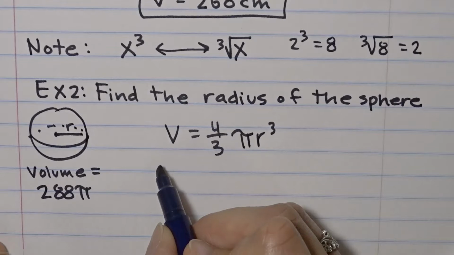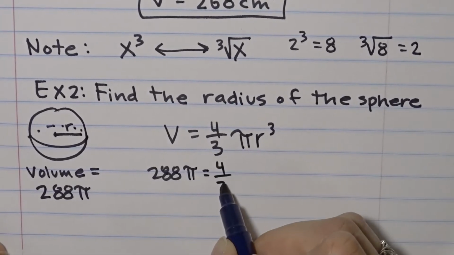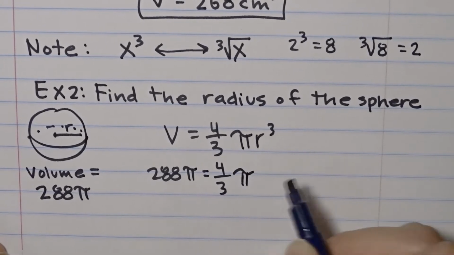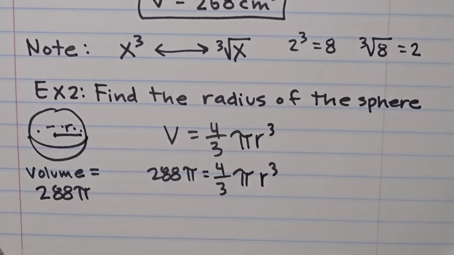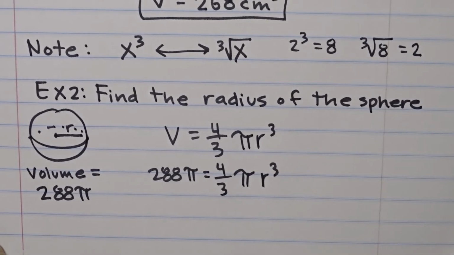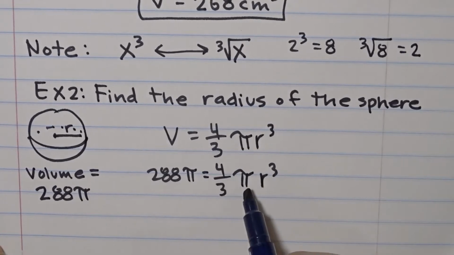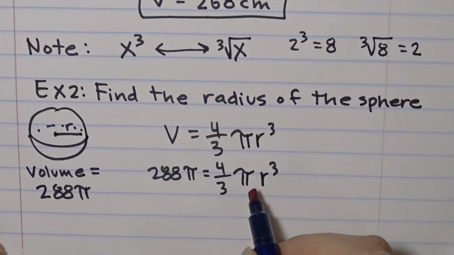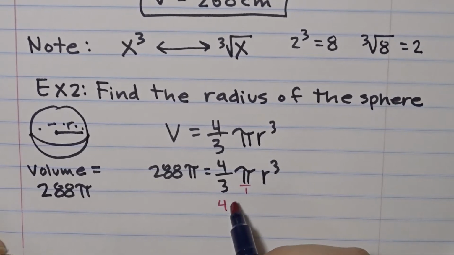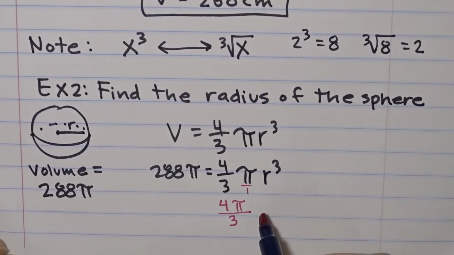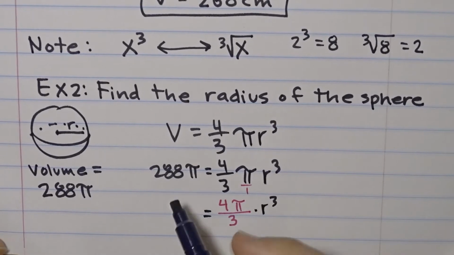We know that volume is 288 pi. We have 4/3. We do know what pi is, but I'm just going to leave it for now as pi. But we don't know the radius. All right? And so I want to get rid of this, but I have to multiply these together. I'm going to put a 1 under my pi. When I multiply straight across, I can write this as 4 pi all over 3. And I still have r cubed and 288.